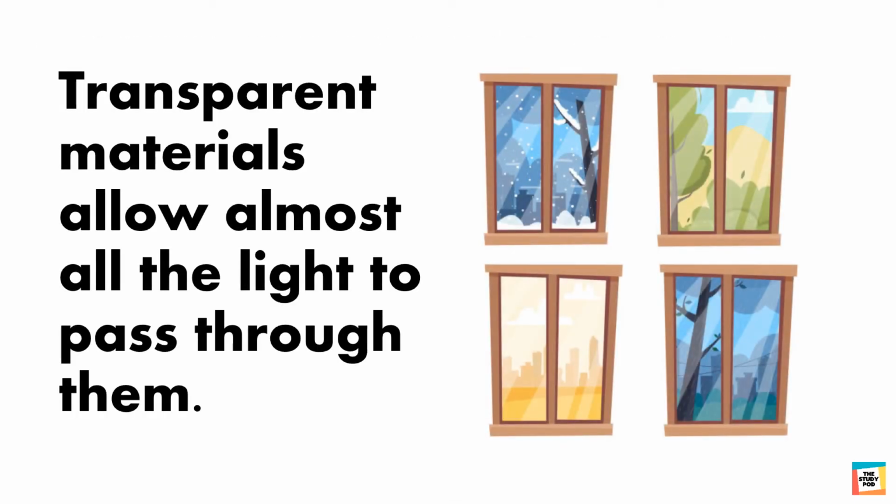Transparent materials allow almost all the light to pass through them. This property allows us to see through transparent objects. No shadow is formed when light is shone on a transparent object. Glass, water and air are some examples.